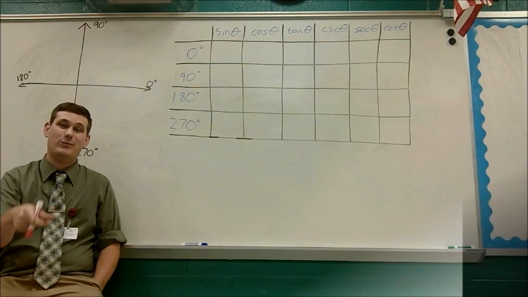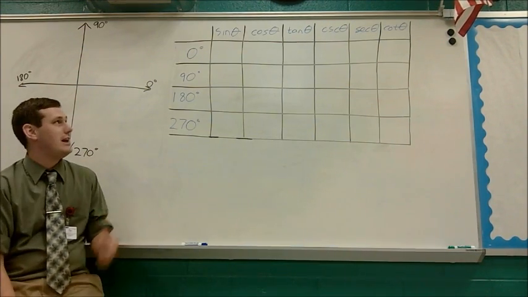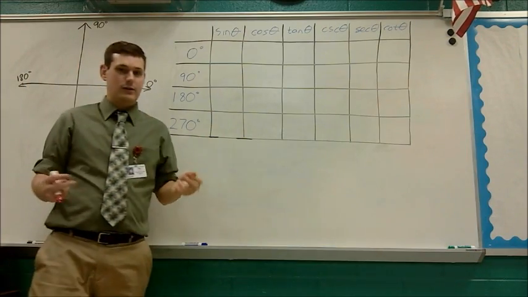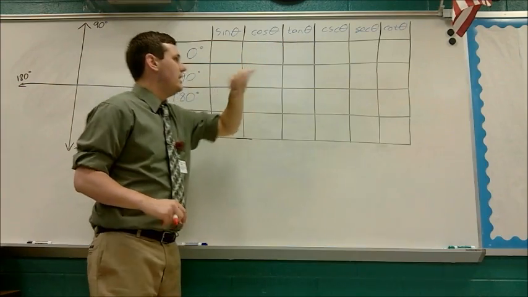Anyway, so I'm doing 1.4a. The first thing we're going to do in 1.4a is fill out this chart. This chart has all the 6 trigonometric functions for the 4 quadrantal angles. So the first thing we're going to do is fill out everything for 0 degrees. And we're at 0 degrees.